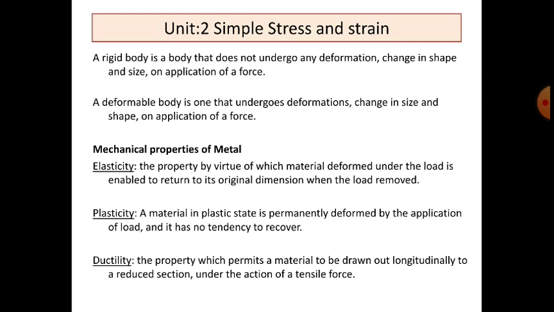So first we'll try to understand which are the two types of bodies. First one is rigid body and second one is the flexible or plastic body. You can call it a deformable body, flexible body, or a plastic body. So what is a rigid body? The body which doesn't undergo any deformation after the application of load.